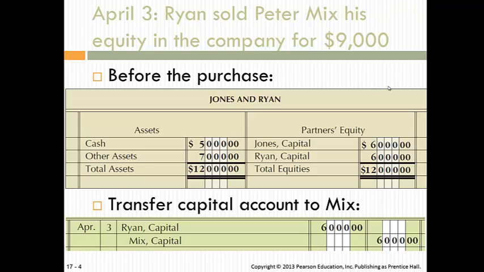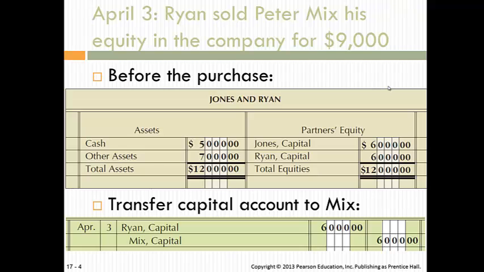Ryan is the seller and Mix is the buyer. Mix is paying Ryan $9,000 in cash. Mix is not paying the partnership as a business entity. Mix is paying Ryan, the individual. Our task is to journalize the entry into the partnership accounting records.